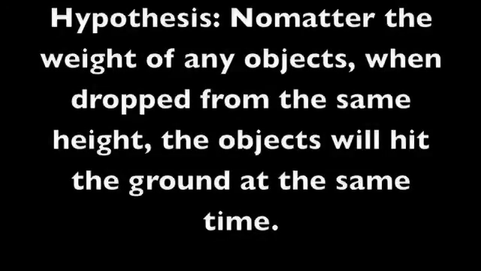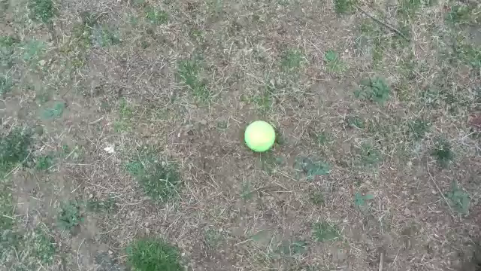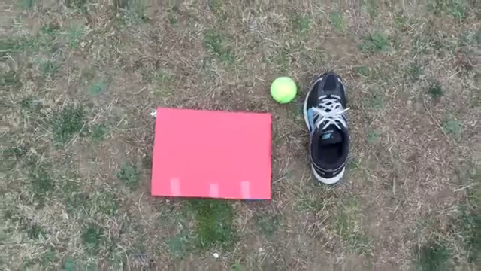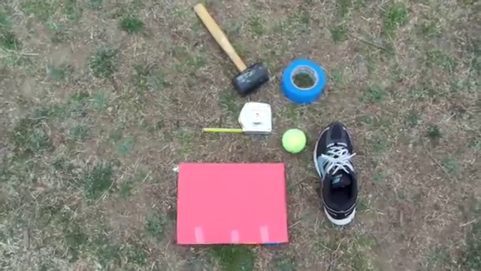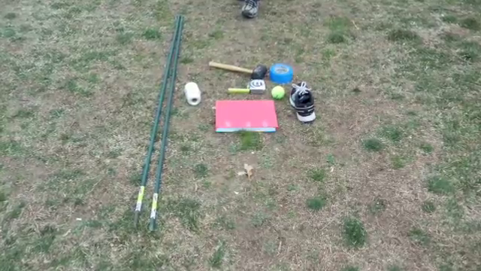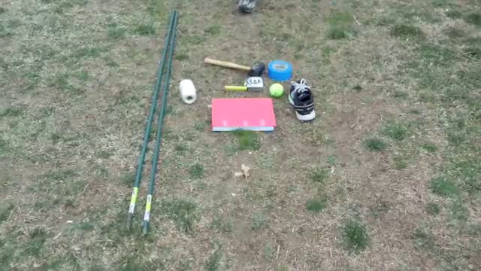Based on the information we discussed, let's form a hypothesis. Hypothesis: no matter the weight of any objects, when dropped from the same height, the objects will hit the ground at the same time. Now let's list the materials. Materials: tennis ball, sneaker, textbook, measuring tape, hammer, tape, string, and 2 long poles. Now let's go through the procedure.